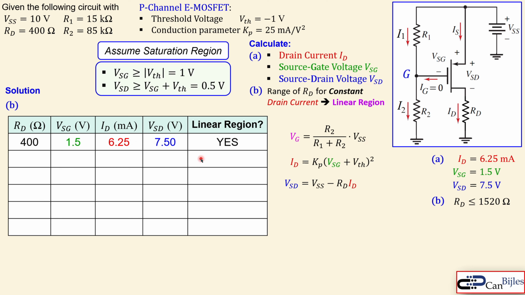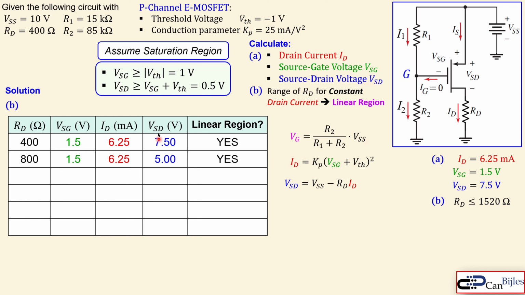Yes, that's correct. Now moving on, for example, to a larger value of the RD. Now this is 800, double that. The VSG is still 1.5. It is not influenced by the RD. The ID is still also 6.25 milliamps, because that is also the 1.5 minus 1, this formula.